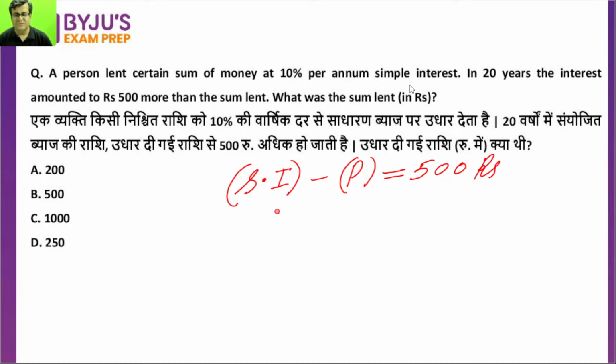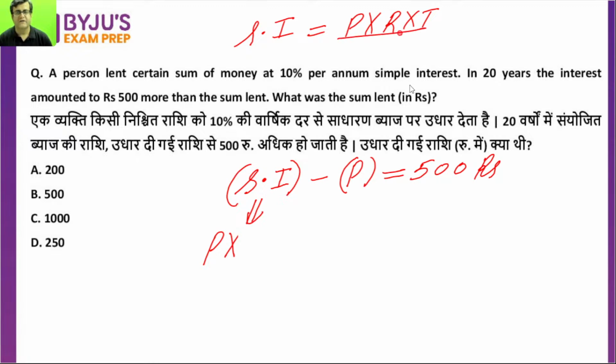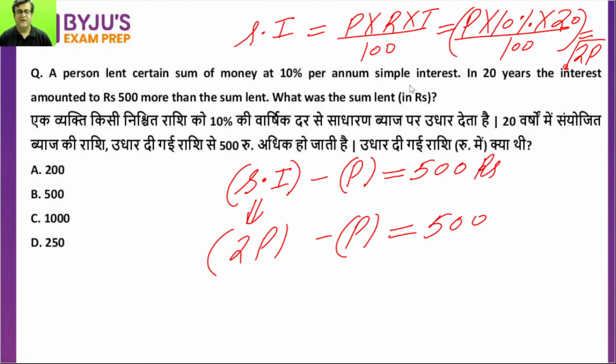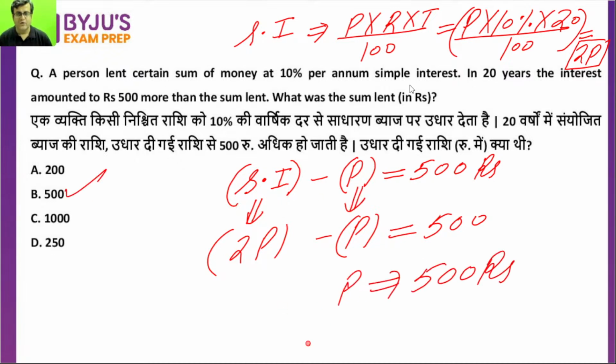Okay. No, principal is P. In this case, whatever the principal is there, rate is 10%. Simple interest, everybody knows: principal into rate into time upon 100. Principal is P, rate is 10%, time is 20 years, by 100. So principal's how much percentage is there? 200%. Principal's 200% minus principal is equal to 500. 200% means if you divide by 100, you get twice of P. If you solve it, you will get 2P as the interest. Principal is P. This is interest, this is principal. The gap is 500. Principal will be 500 rupees. That's it. Okay, beta.